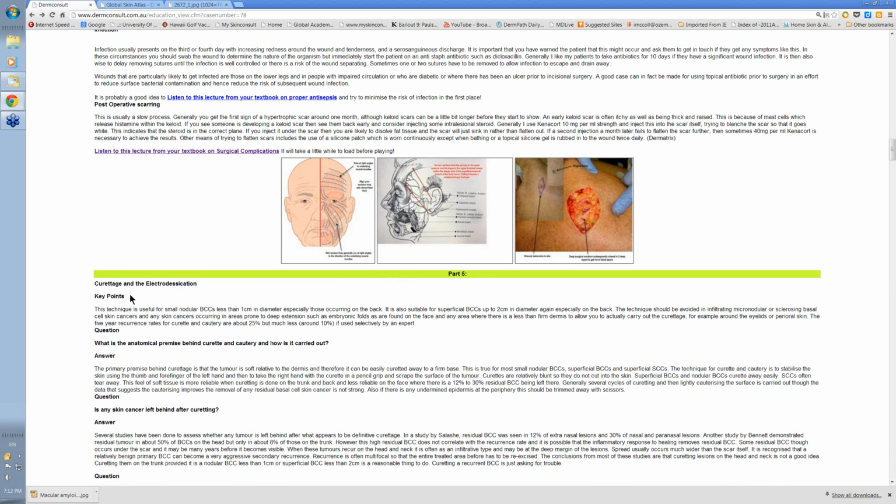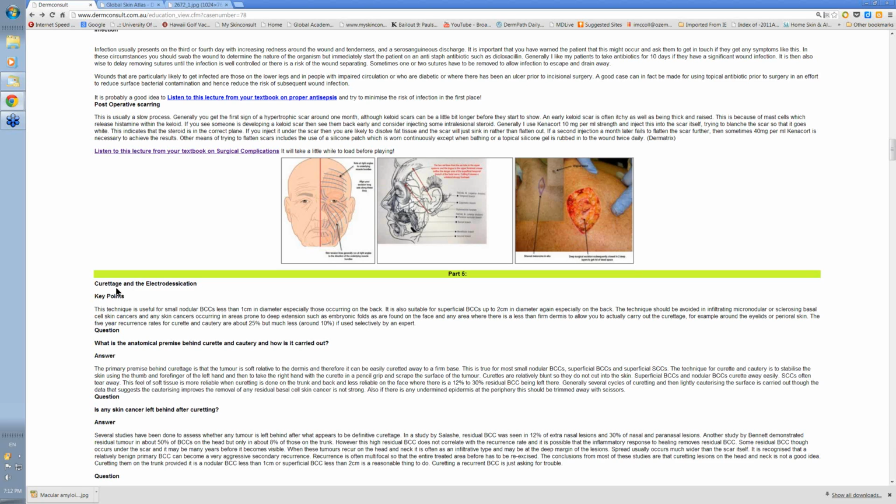The key parts about curettage and electrodesiccation. Well, curettage is quite a good technique. As dermatologists, we do a lot of curette and cautery. The main point about doing a curette is that the base, you've got a dermis to work on, because unless you've got a firm dermis, you can't curette away the soft tumor tissue.